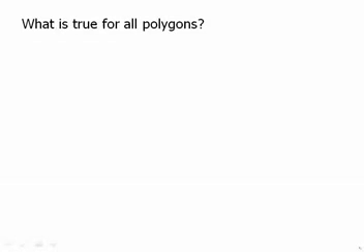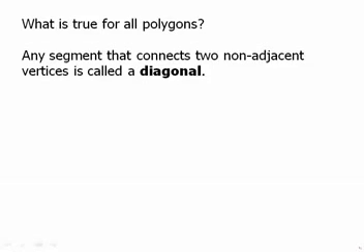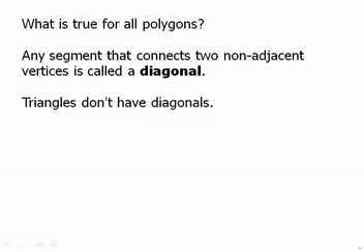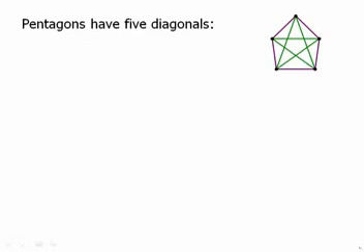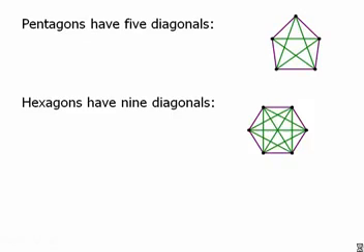What is true for all polygons? Well, first of all, any segment that connects 2 non-adjacent vertices is called a diagonal. So triangles, as we found out, don't have diagonals. Quadrilaterals have exactly 2 diagonals. Pentagons have 5 diagonals. Hexagons have 9 diagonals.